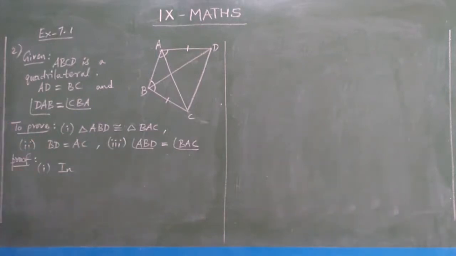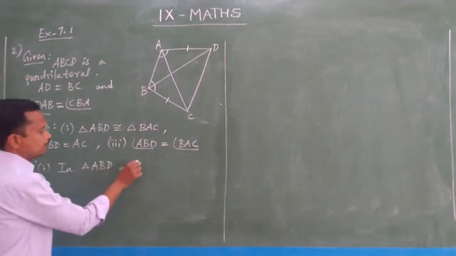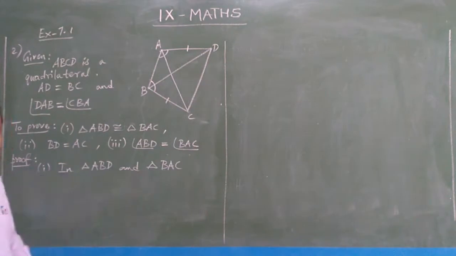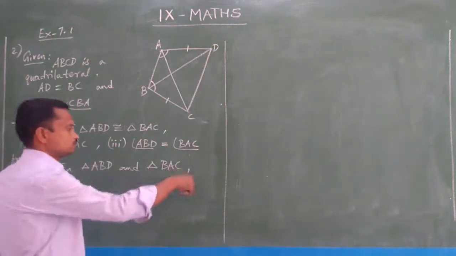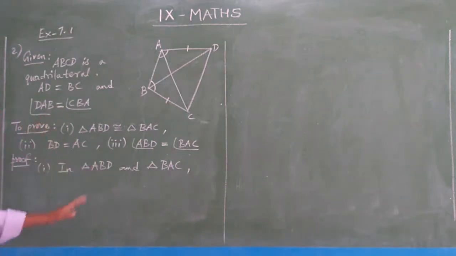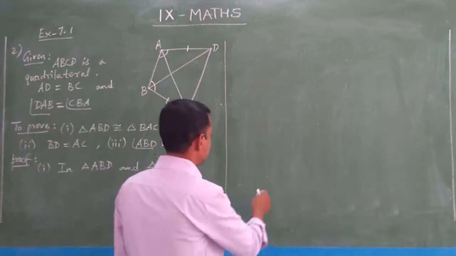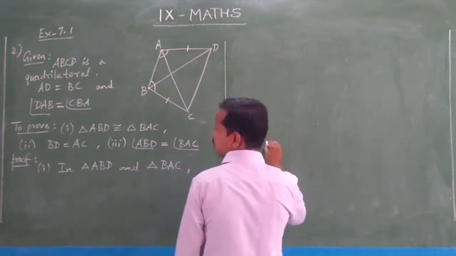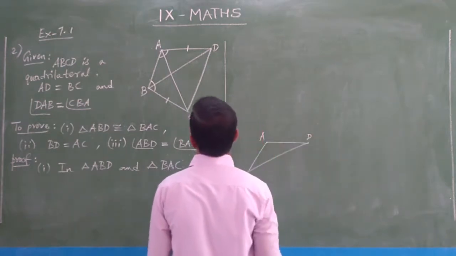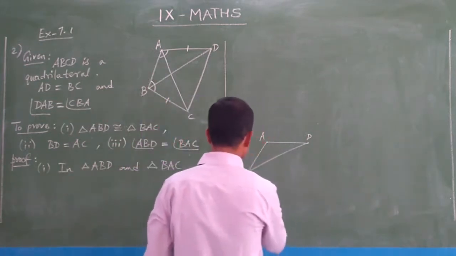In the first proof, we have to take 2 triangles: triangle ABD and triangle BAC. These 2 triangles we have to prove are congruent. So now we collect the data. What parts are equal there? ABD means this triangle. For our reference, we can draw it separately. ABD looks like this, A, B, D, and then next is BAC. It is given like this, the same thing.